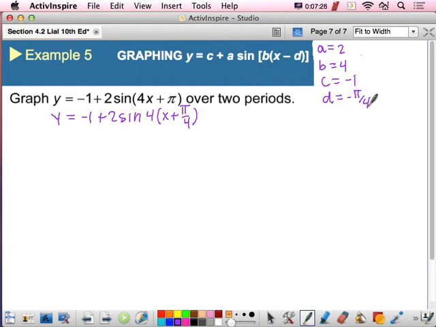Pi over 4. Okay, so the amplitude is 2, the vertical shift is down 1, the horizontal or phase shift is left pi over 4, but I do need the period. The period is 2 pi over 4, which is pi over 2. And I need that period to know where to stop my table. So let's go build a table for this.